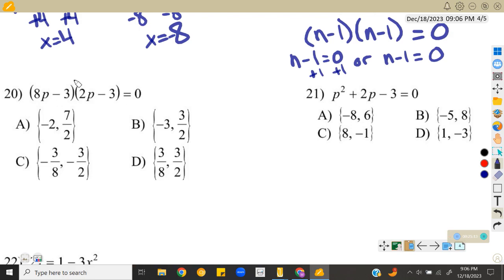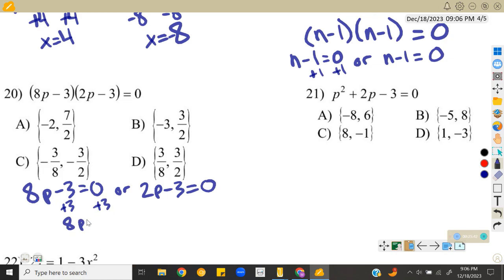If you take a look at number 20, we have two equations that need to be set equal to 0. These are both factored already. It's in factored form. So now what we could do is set 8p minus 3 equal to 0, or 2p minus 3 equal to 0, and then we solve them. If I add 3 to both sides, then we get 8p equals 3. And if I divide both sides by 8, it would cancel out these 8s and end up with the final p equals 3 over 8.